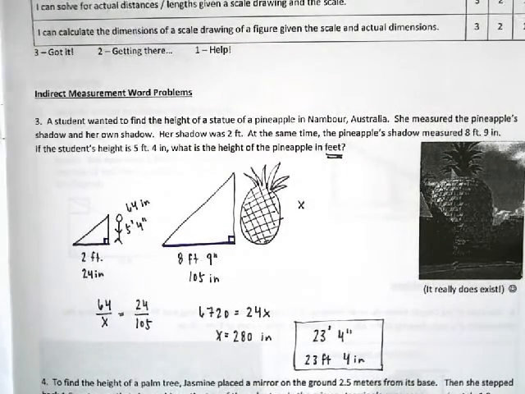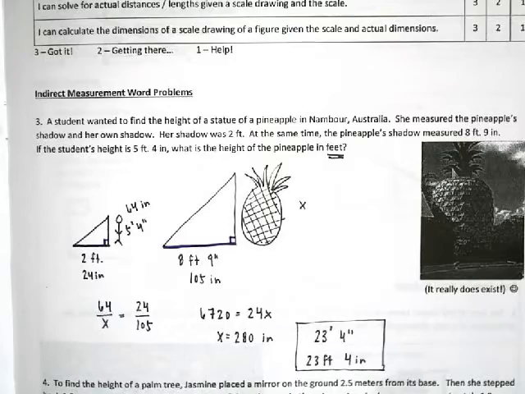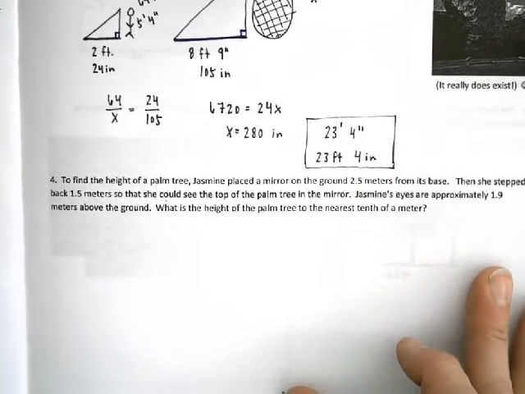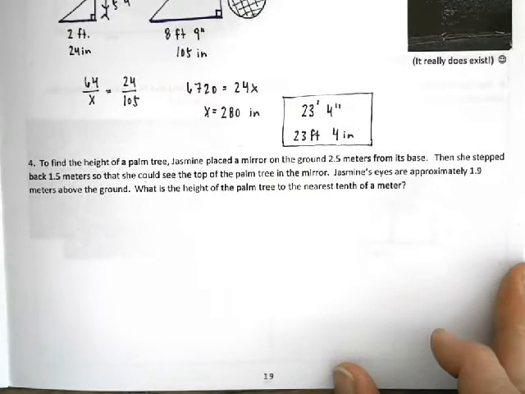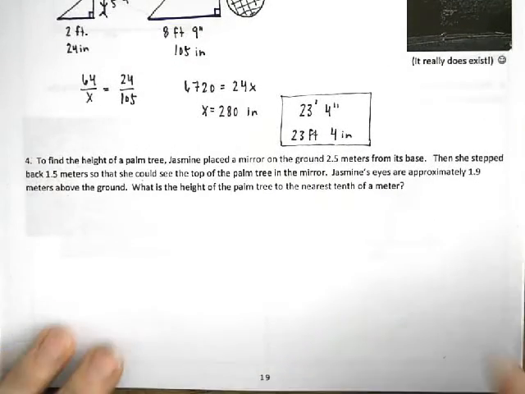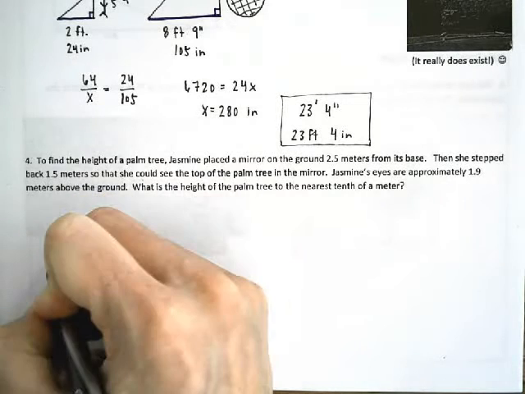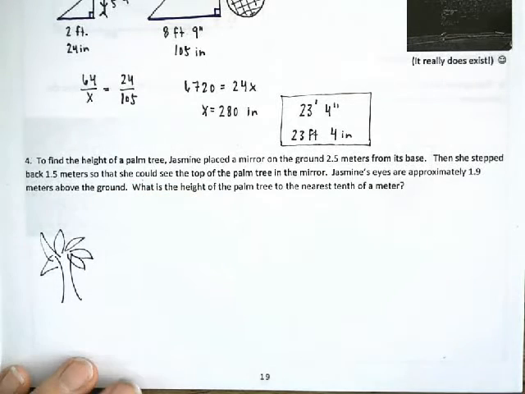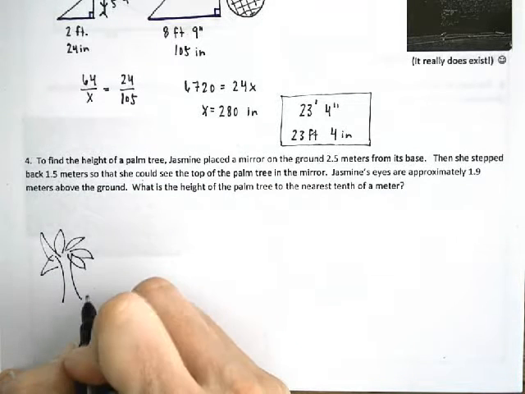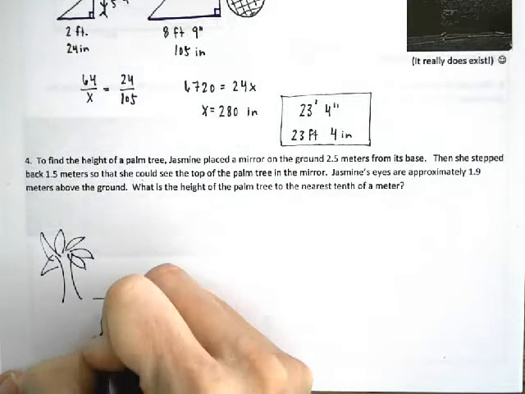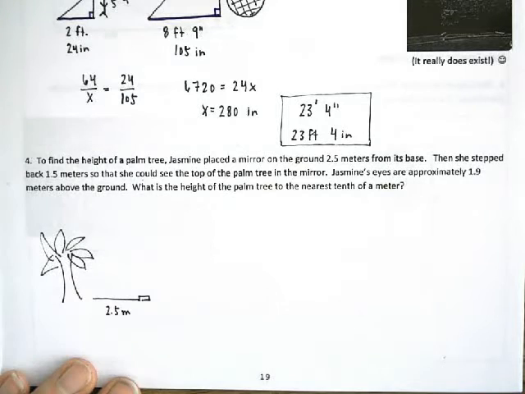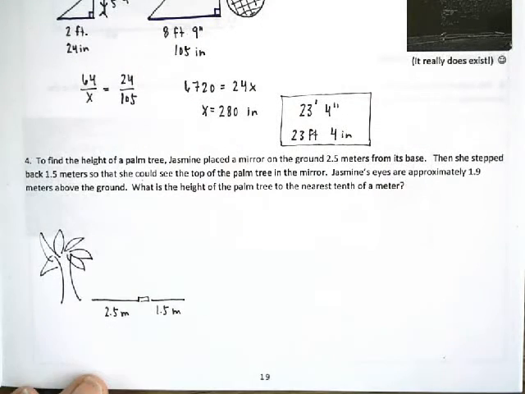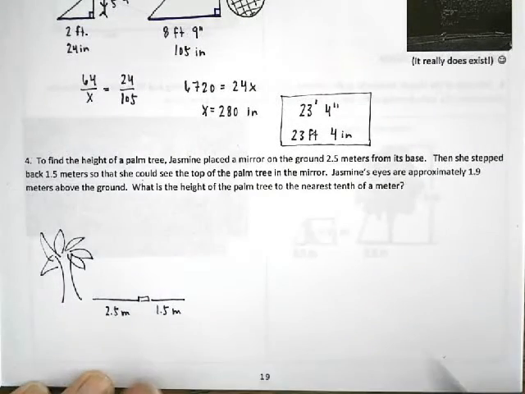Okay, so that'll be one type of problem that you're going to see over and over again, using shadows to do indirect measurement. Here's another type we'll see. To find the height of a palm tree, Jasmine placed a mirror on the ground 2.5 meters from its base. So I've got a big old palm tree here. It's a pretty rough looking palm tree, but we get the idea. Now she's putting a little mirror here, 2.5 meters from its base. And then she stepped back 1.5 meters so that she could see the top of the palm tree in the mirror.